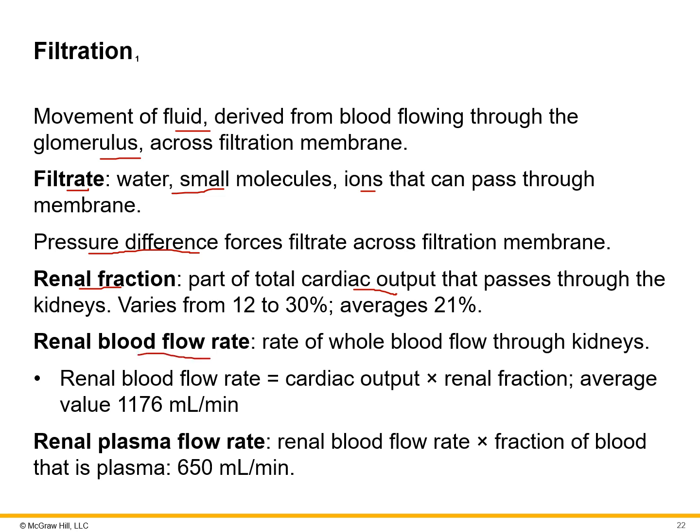The renal blood flow rate is the rate that the whole blood flows, so how long it takes all of the blood to flow through the kidneys. That's determined by the cardiac output times that renal fraction. There's an average of about 1,000 milliliters per minute, just to give you an idea. And then we also have the renal plasma flow rate, and this is the renal blood flow rate that we just mentioned times the fraction of blood that's plasma, and that's about half of the renal blood flow rate.